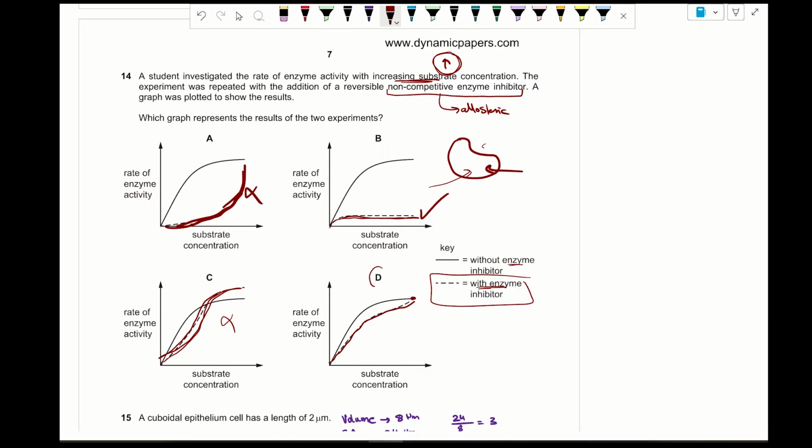For D, here we could see that the rate with the enzyme inhibitor was less. However, it still did reach the end point at the same rate as without the inhibitor. Now, in this case, this is incorrect because, as we said, no matter how much you increase the substrate concentration, the rate would not increase further. This would be correct if this was a competitive inhibitor. A competitive inhibitor could be reversed by increasing substrate concentration. Therefore, the only correct answer is B.